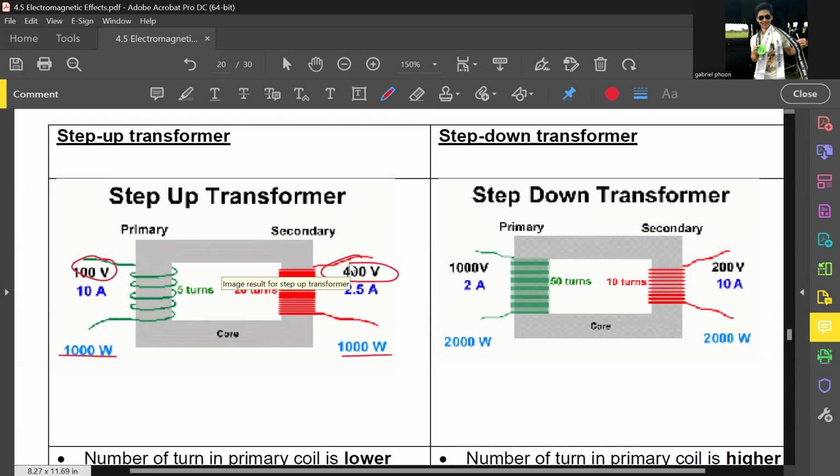It's not out of thin air. Ultimately, the principle of conservation of energy is still there. When I step up the voltage, my current will reduce. Or if I step down the voltage, my current will increase. It will always be up and down. Something will be up and something will be down.